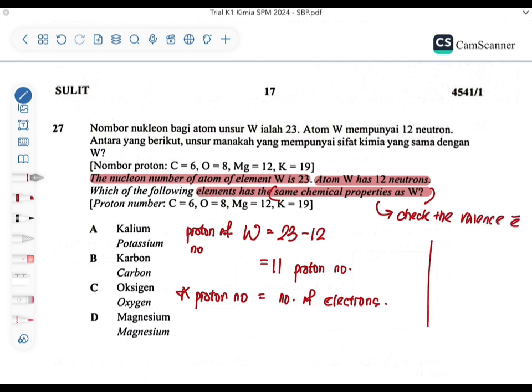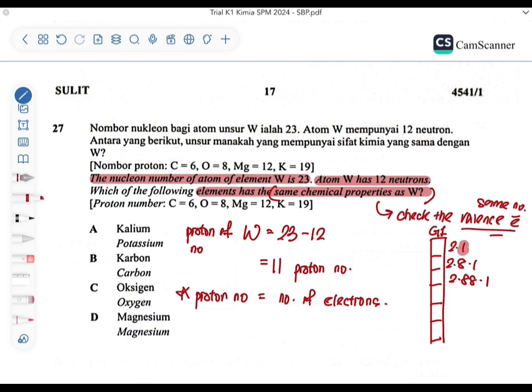Why we need to check the valence electron is because elements located in the same group always show similar chemical properties, isn't it? The reason they show similar chemical properties is because they have the same number of valence electrons. So let's say in group 1, they all have the same number of valence electrons, which is 1. So they will also share similar chemical properties.